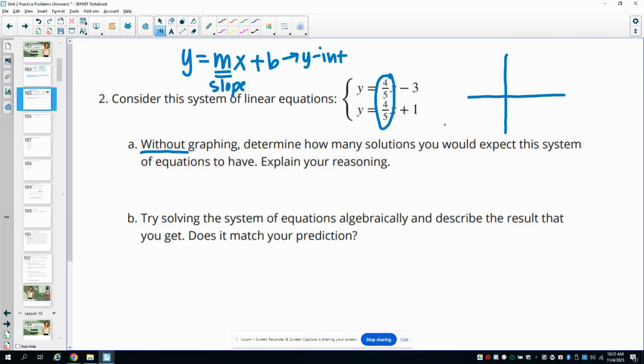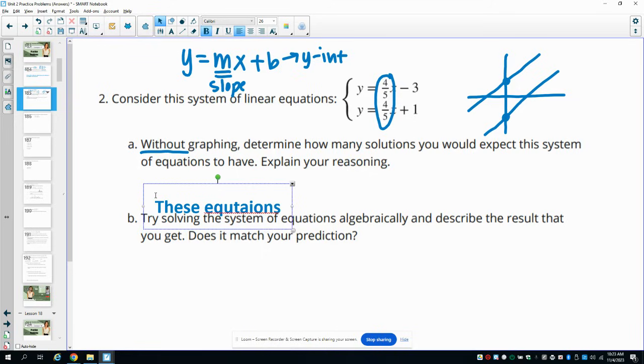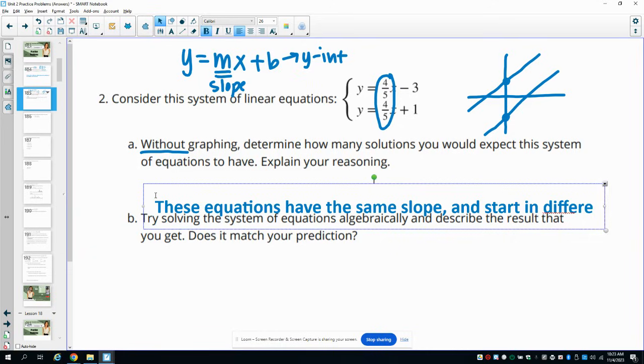Now I'm going to just put a graph here so you can kind of think about this. But this one is starting down here at -3 with a 4/5 slope. And then this one is starting at 1 with a 4/5 slope. So they're rising and running at the same speed, but they start in different places. So they aren't going to have a solution. Okay, so these equations have the same slope and start in different places.